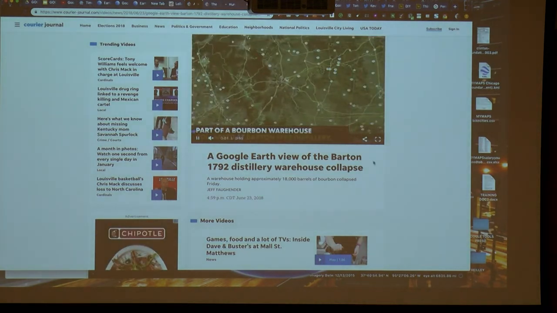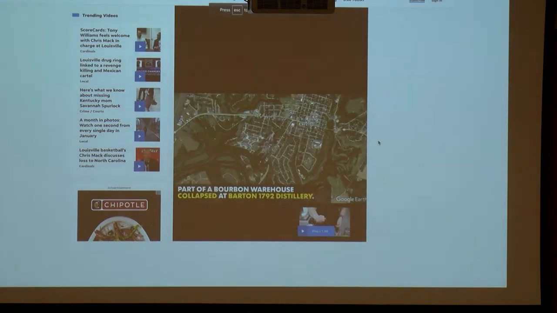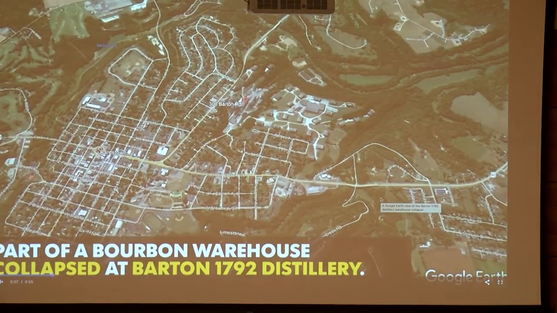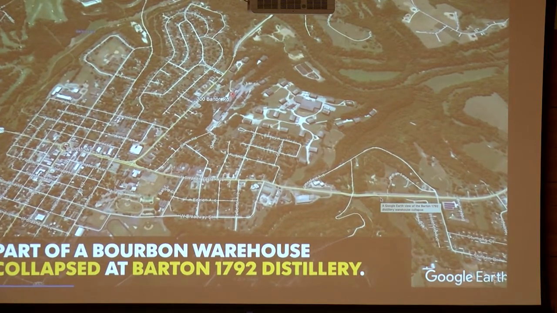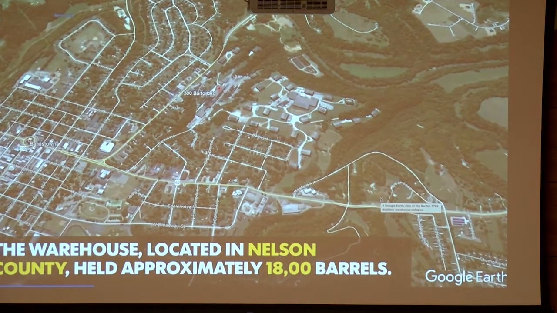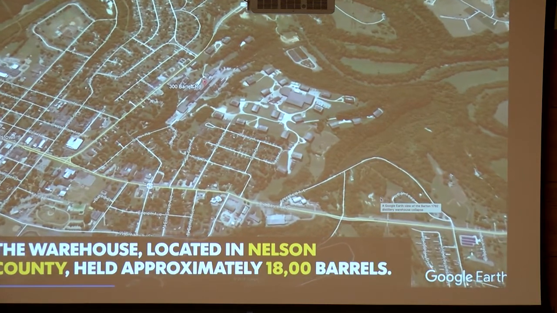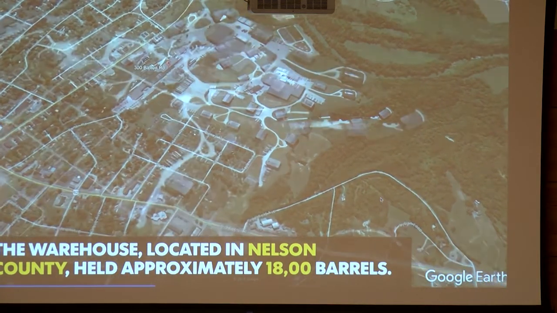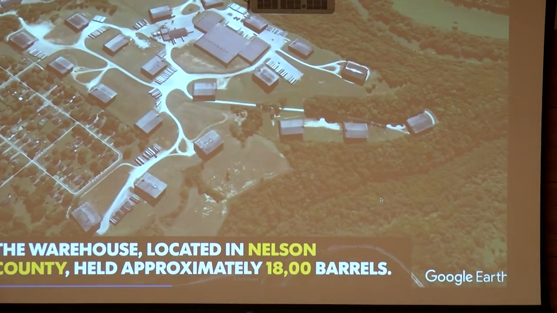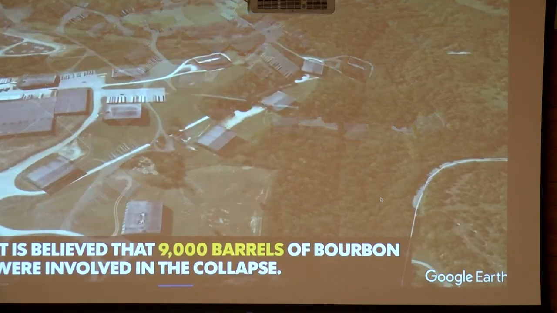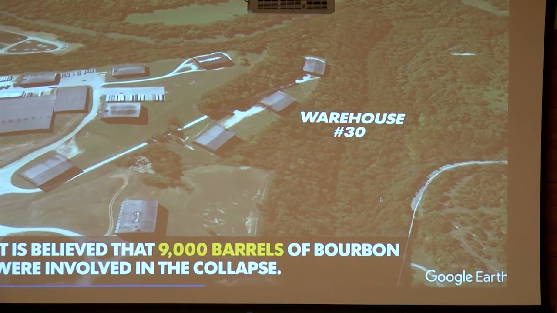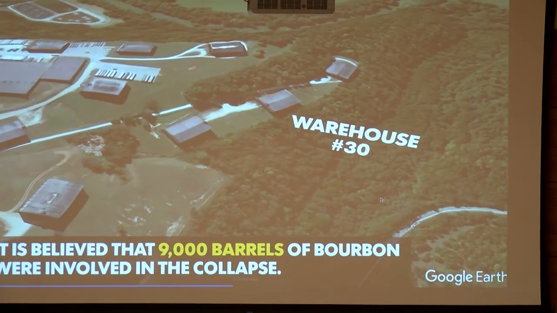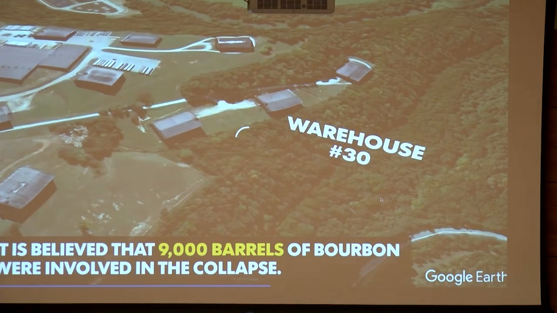A couple of examples. I did training for the Louisville paper last summer, the Louisville Courier Journal. Bourbon is big business in Louisville. And a couple weeks after I left, the Barton Distillery collapsed. It's built on a hillside. And big story, made national news. They used Google Earth to kind of zoom in on the area where the warehouse is. They also flew some drones over later and got some drone footage.